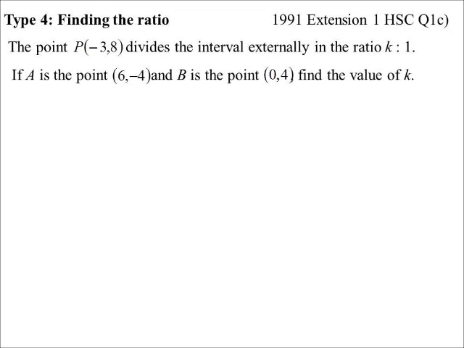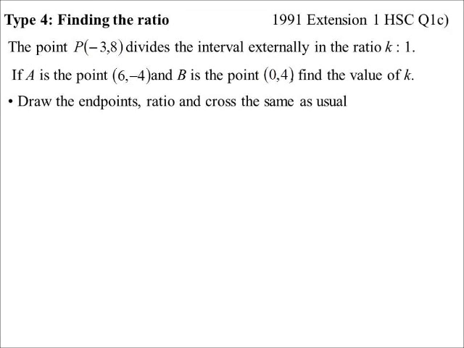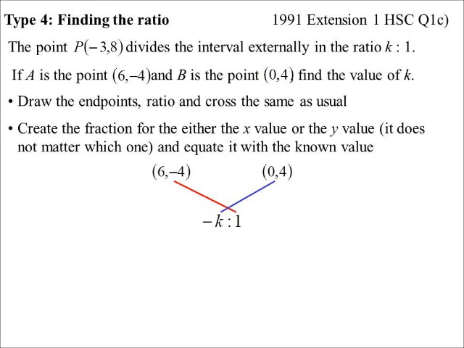All right, so I'll do the same as I normally do. There's the two endpoints. The ratio is minus k to 1 because they said externally. Put in the crosses. And I know what the answer is. So let's have a look at the x value. It doesn't actually matter. I could do the x value or I could do the y value because the answer for k has got to be the same in both. So I did the x values.